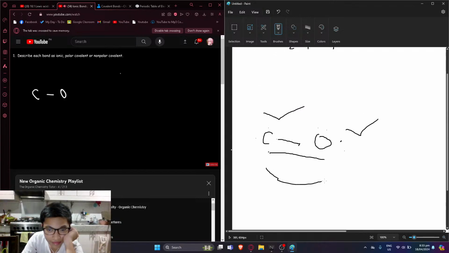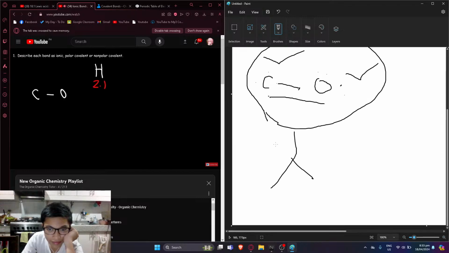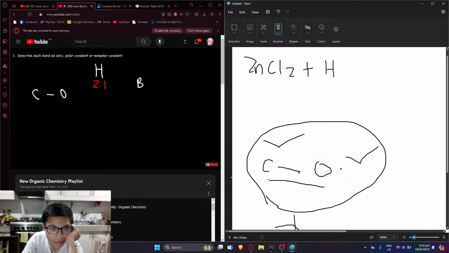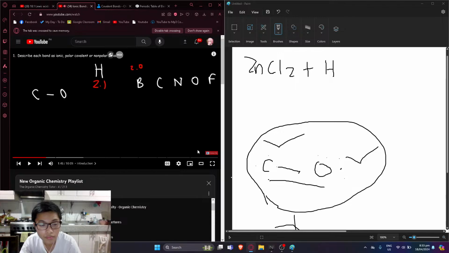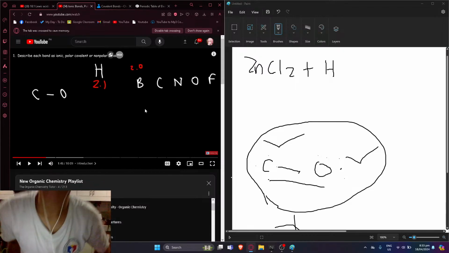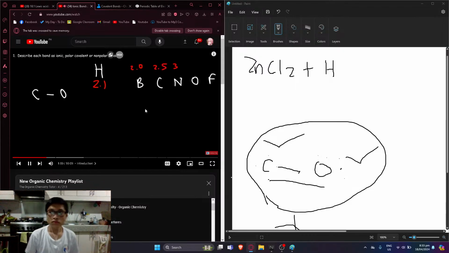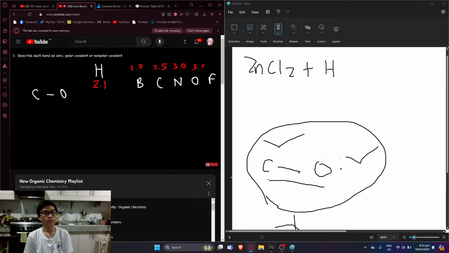So here are some numbers that you want to be familiar with. Hydrogen has an electronegativity value of 2.1. Let me list out the elements: boron, carbon, nitrogen, oxygen, and fluorine. Boron is about 2.0. Carbon is 2.5. N is 3.0. O is 3.5. F is 4.0. These values are based on the textbook I'm using. Some textbooks might have slightly different values, but you want to use the values based on the textbook you're using.